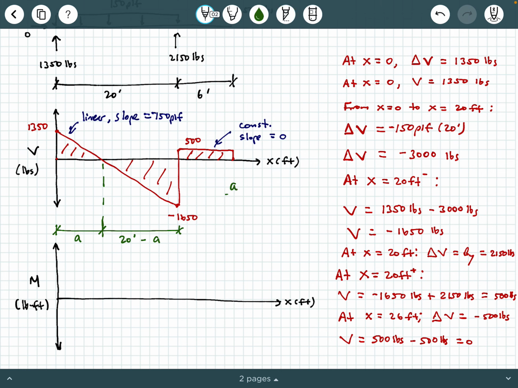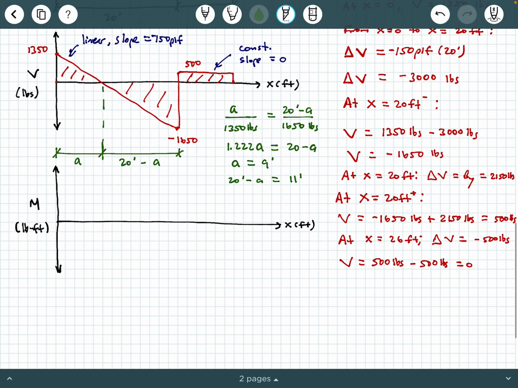So I'm going to say A over 1,350 pounds equals 20 feet minus A over 1,650 pounds. And I'm going to do a little bit of rearranging here. We can rearrange this and solve for A. I'll show one intermediate step. I get 1.222A equals 20 minus A. Do a little bit of rearranging, and I get A is equal to 9 feet, and 20 feet minus A equals 11 feet. Okay, now again, I just showed my work right here in what used to be an empty space just to minimize me scrolling around. If you're writing notes right now, you can put this anywhere off to the side.